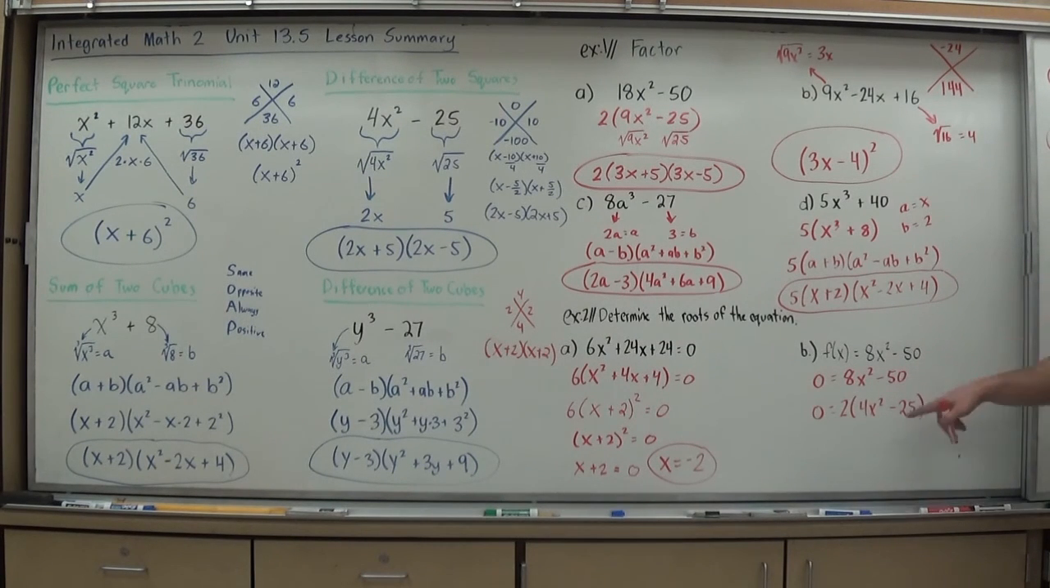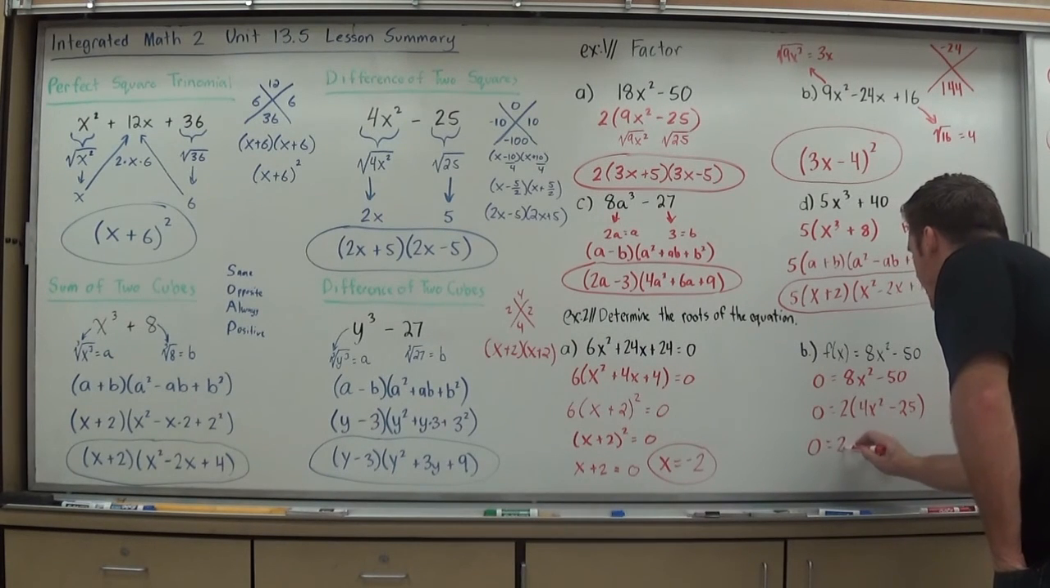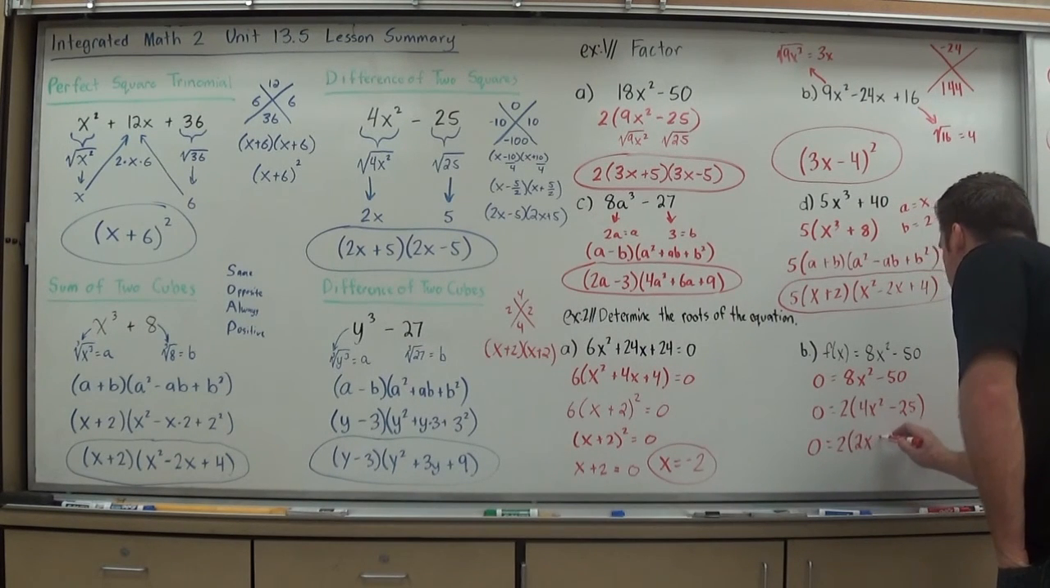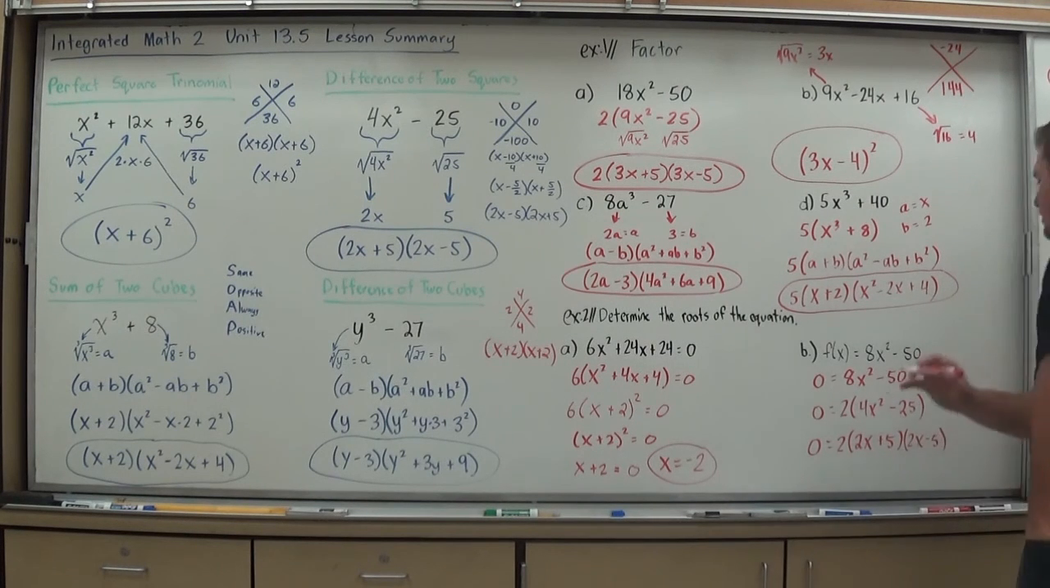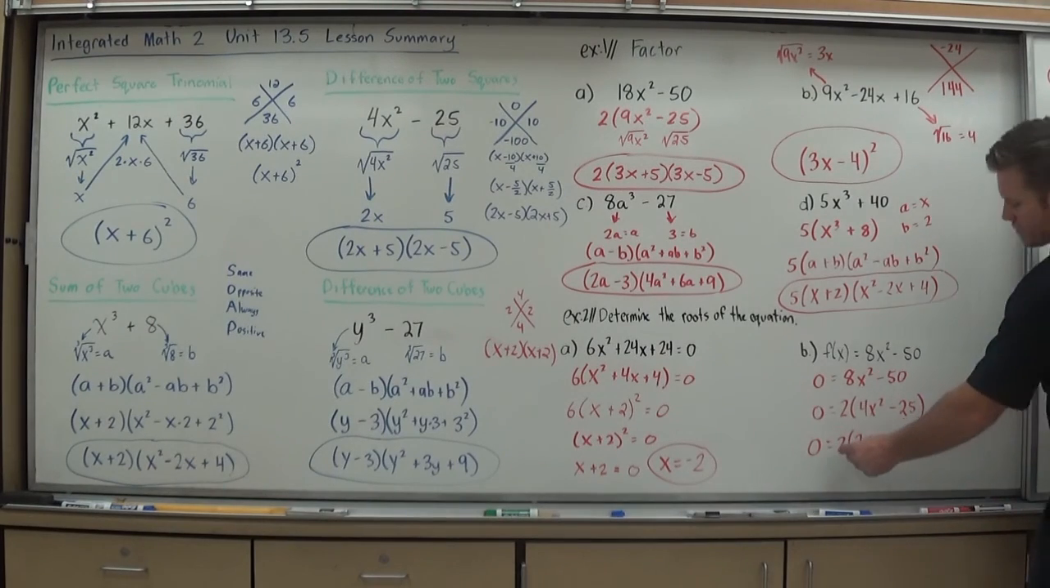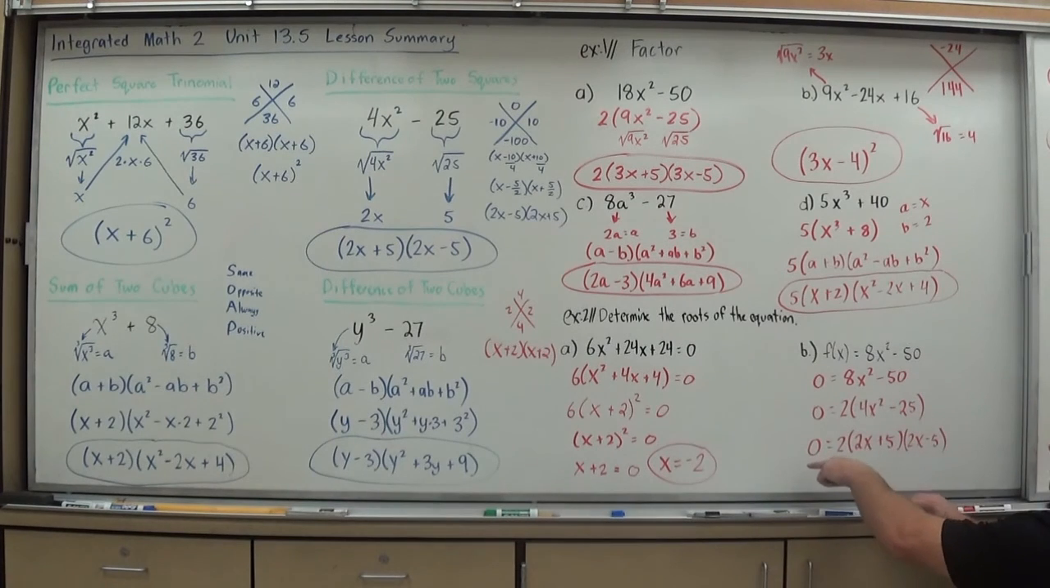I've factored out the GCF, and I have a difference of squares, squared terms being subtracted. So I can use my difference of squares factoring. 4x squared minus 25 factors as 2x plus 5 and 2x minus 5. Now how do you solve from here? Here's the thing, you still are doing the zero product property. The 2 doesn't have a variable at all. So you can pretty much ignore it. Or you can divide it out.